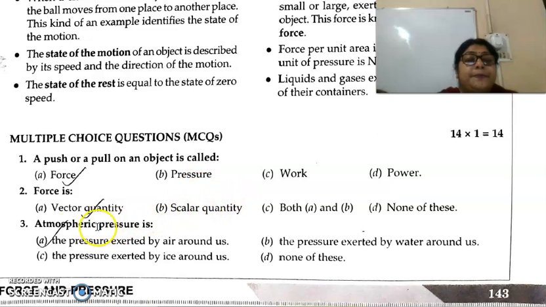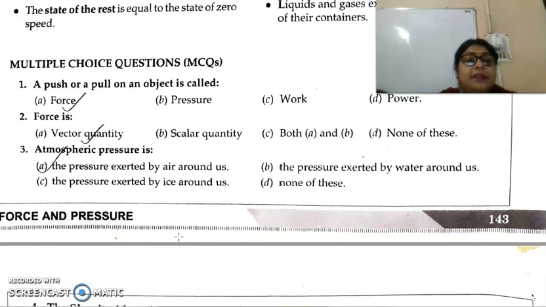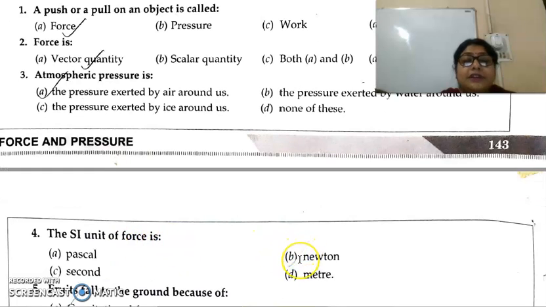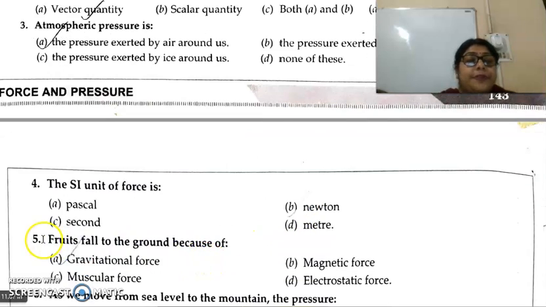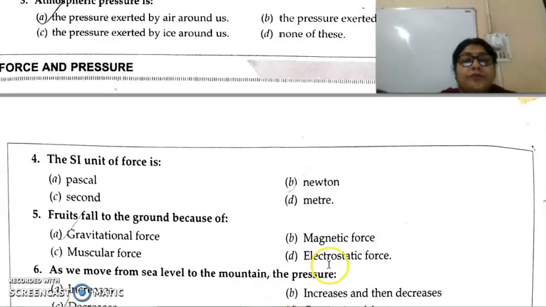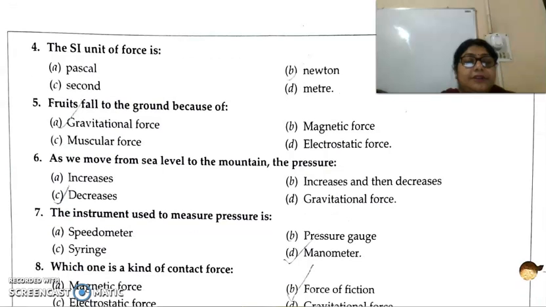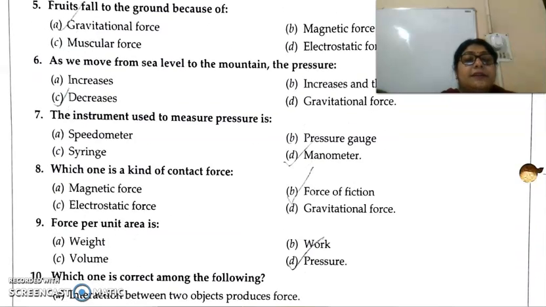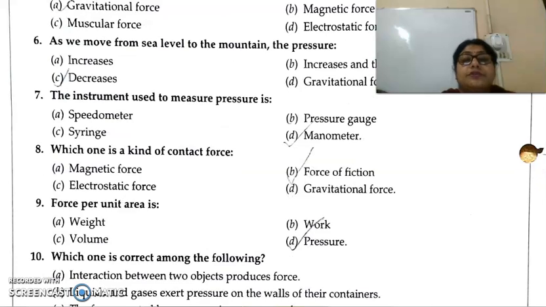In the next question, atmospheric pressure. What is atmospheric pressure? This is the pressure exerted by air around us. Next we have the SI unit of force, that is Newton. Then fruits fall to the ground because of gravitational force. As we move from sea level to the mountain, the pressure will decrease. The instrument used to measure pressure is called the manometer. Then which one is a kind of contact force? The force of friction.